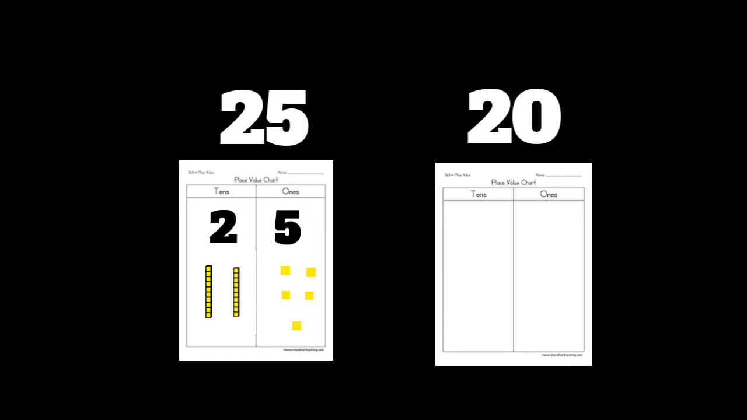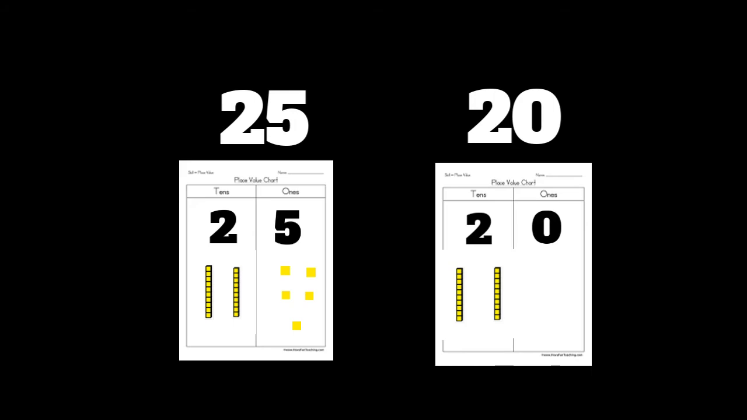So now that I've represented 25 on my place value mat and I have a better understanding of what 25 looks like, now I'm going to represent 20. So let me put 20 onto my place value chart. I see that 20 has two tens and zero ones, and I can represent that using two base 10 blocks. Now that I have my two base 10 blocks in the tens place, I don't have to put anything in the ones place since there's a zero.